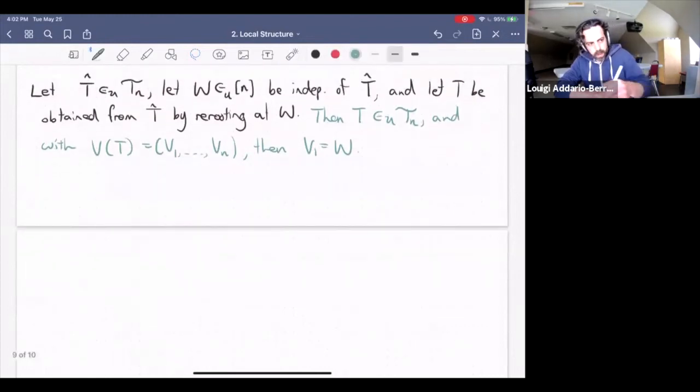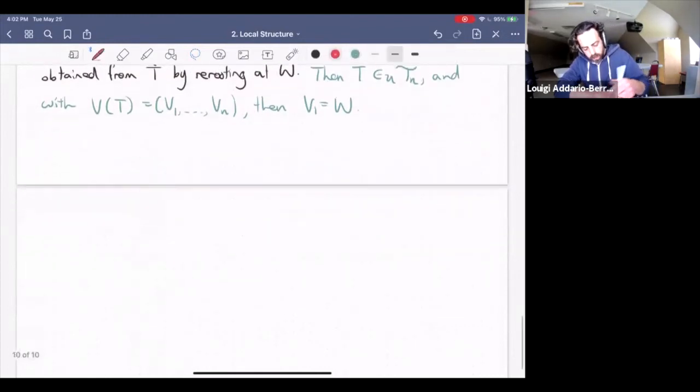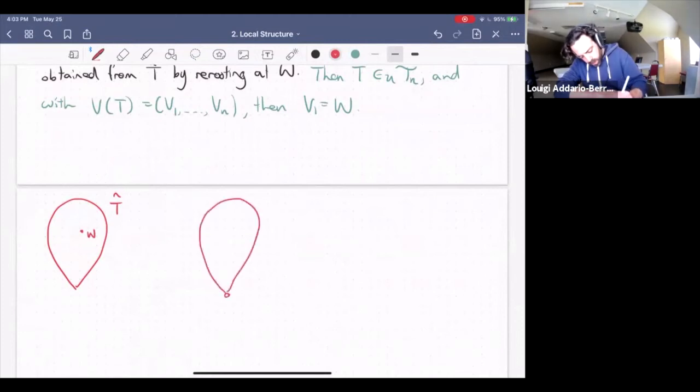So we have this tree T hat, and then there's this node W sitting in it somewhere. In the tree T, we've taken T hat and just decided to reroute at W, so W becomes the root. Okay, and I'd like to understand what happens to the tree.